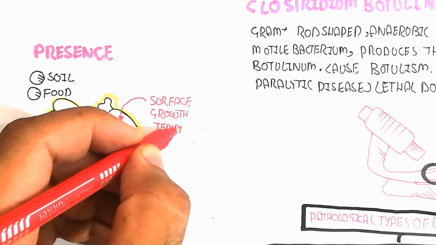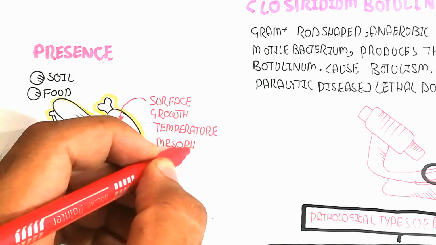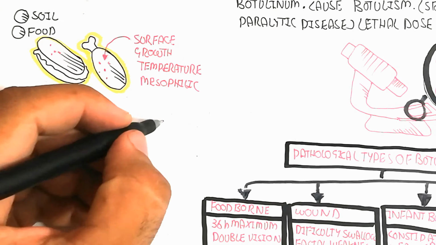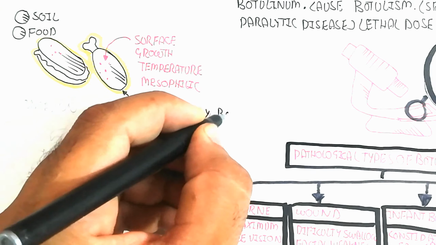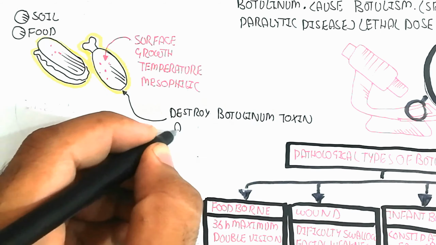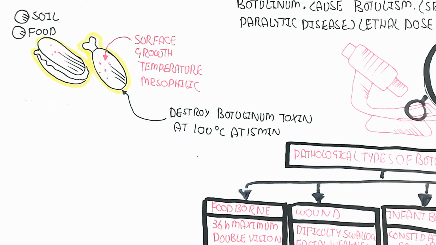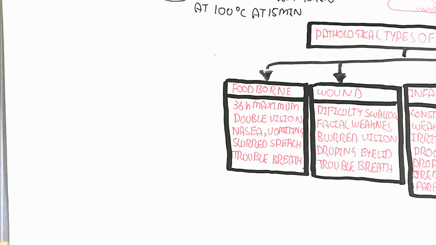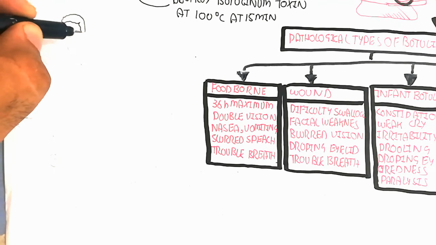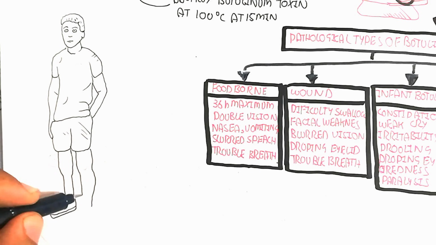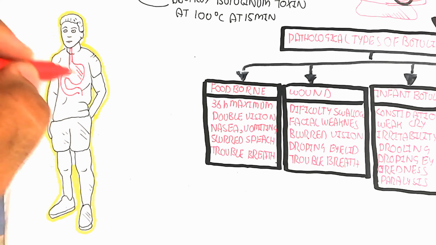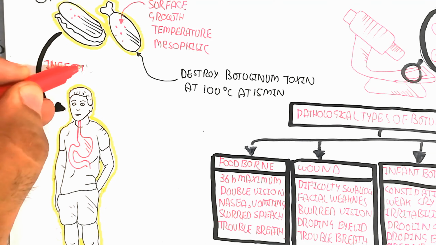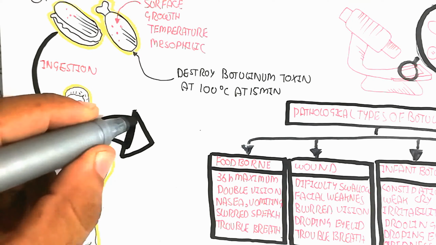There are a lot of things you should understand now. What is its presence? The bacteria reside in soil and food, with surface growth and a mesophilic temperature requirement, and the botulism toxin is destroyed at 100 degrees Celsius for 15 minutes. For example, an infected food will be eaten by a person.